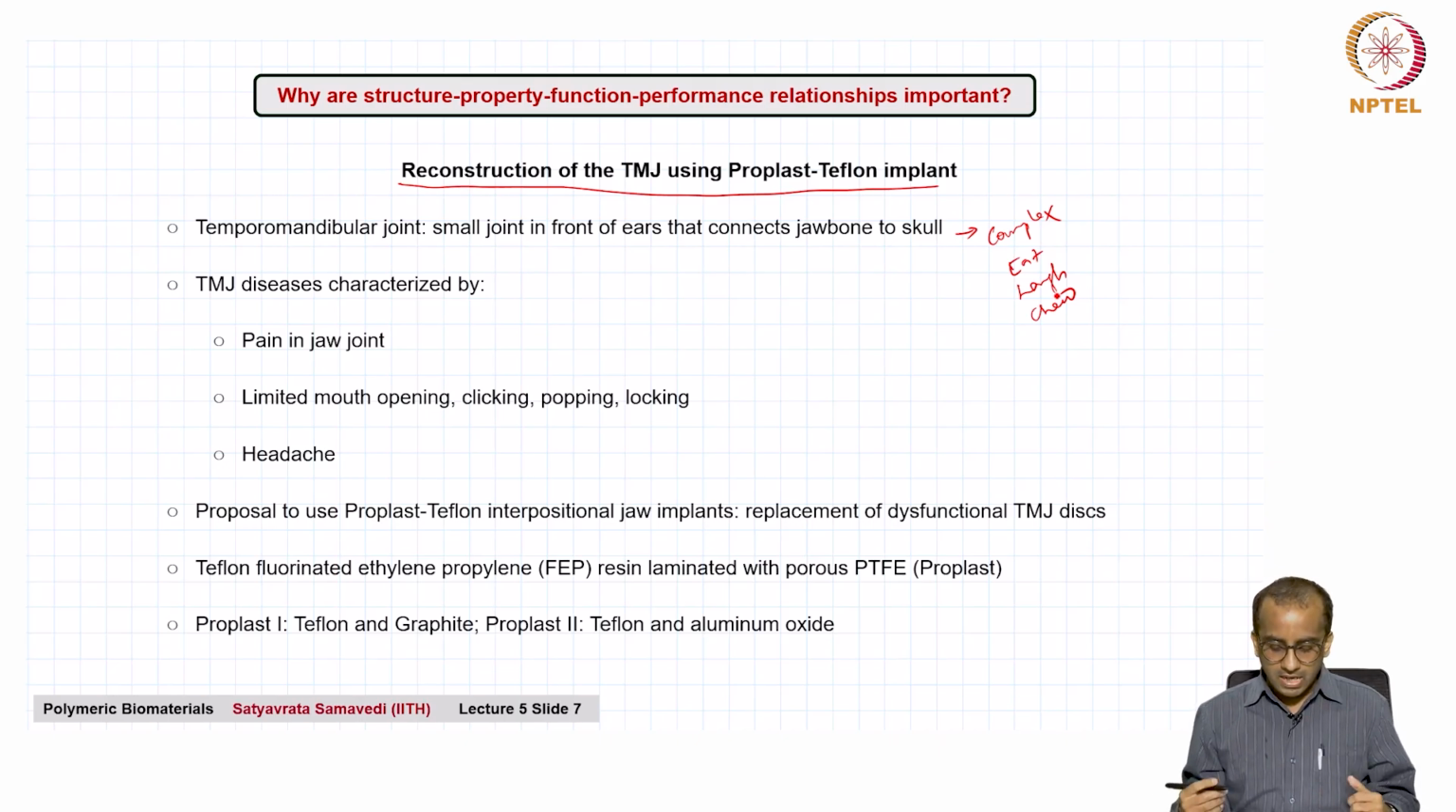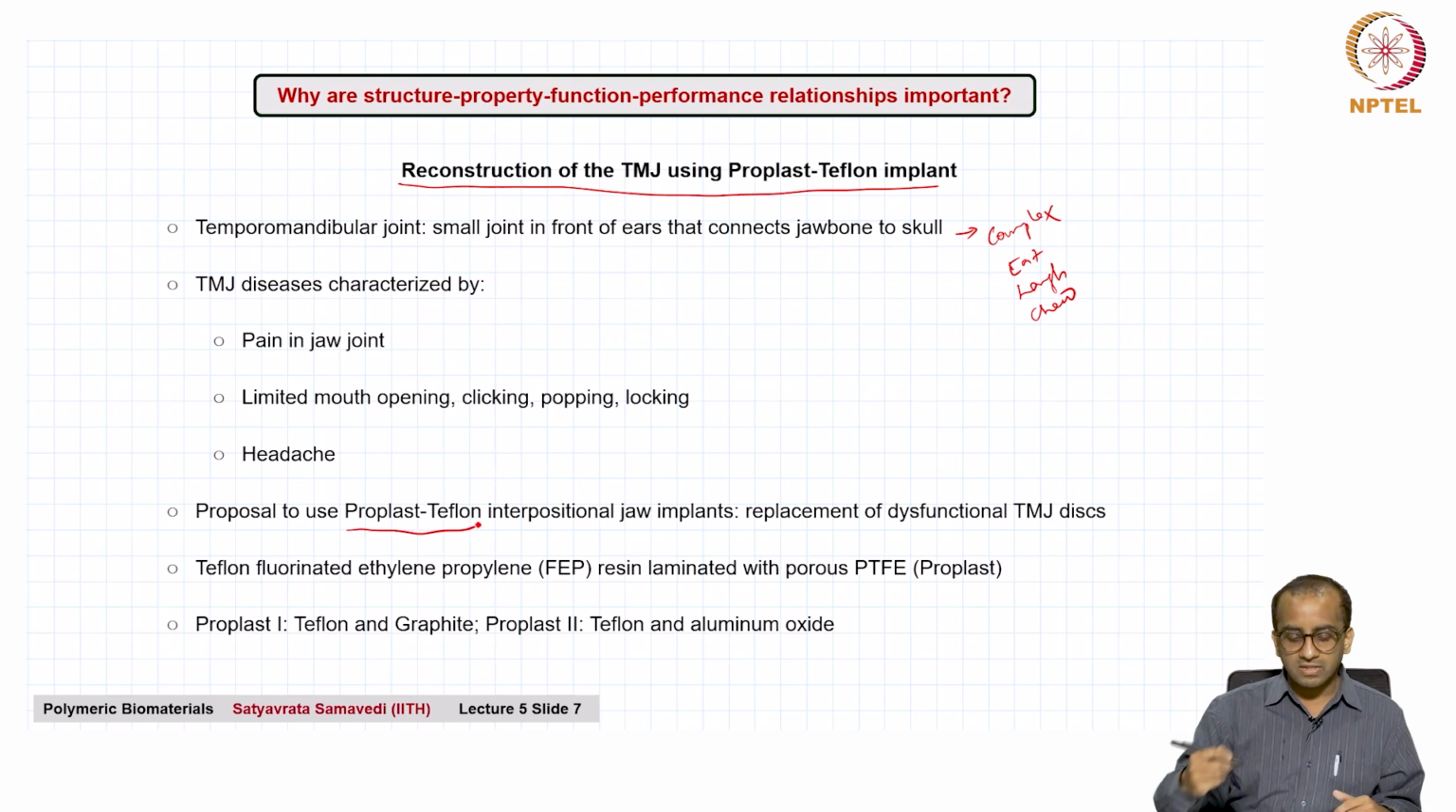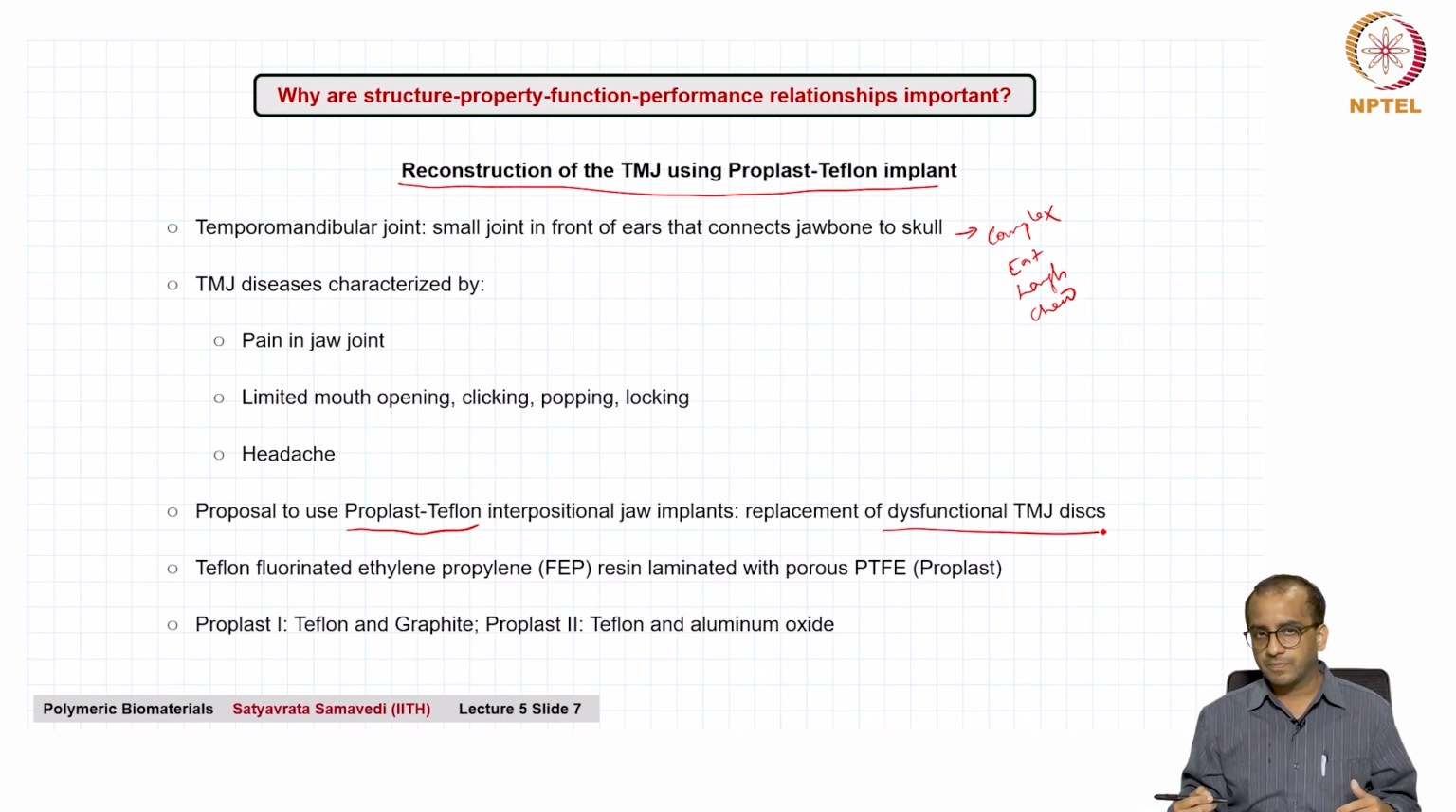Now, at some point there was a proposal by a gentleman to use what he called a Proplast Teflon interpositional jaw implant to replace dysfunctional TMJ discs. So, the idea was to replace the TMJ disc with this new Proplast Teflon joint.